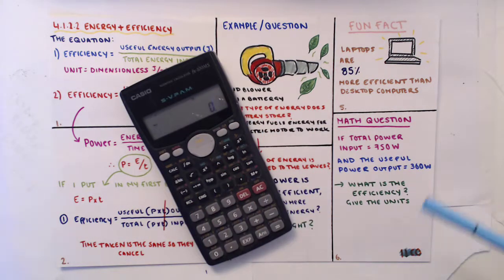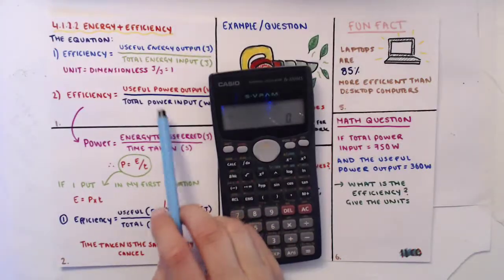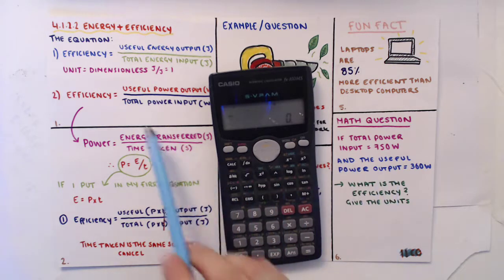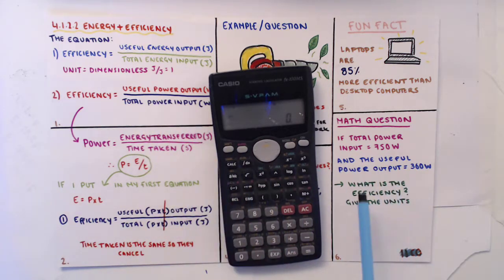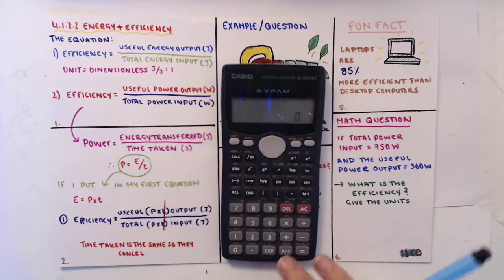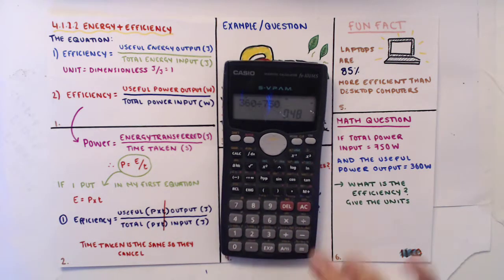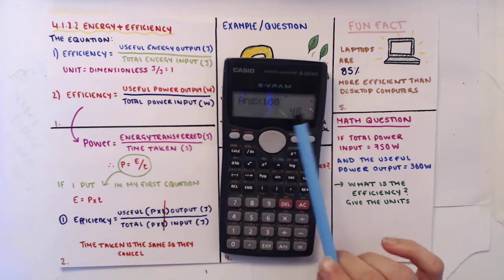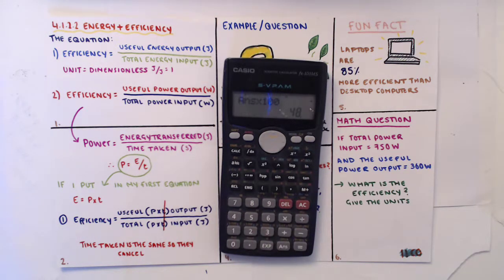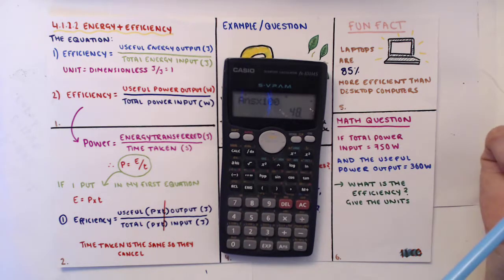So we're going to use this equation here. We have the total power input and the useful power output. We're going to do 360 divided by 750 and multiply that by 100, and you have 48%. So the efficiency of whatever device we're dealing with is 48%. So it's not that efficient. But what I've done here by multiplying by 100 gives me the efficiency as a percentage.